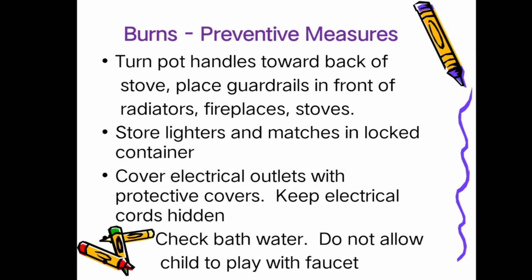So what are the preventive measures for burns? Turn pot handles toward the back of the stove, that is, the opposite side of the stove. We have to place the handle of any utensil that way. Place guardrails in front of radiators, fireplaces or any stoves. Store lighters and matches in a locked container. Cover the electrical outlets with protective covers. Keep the electrical cords hidden. And check the bath water. Do not allow the child to play with the faucet.